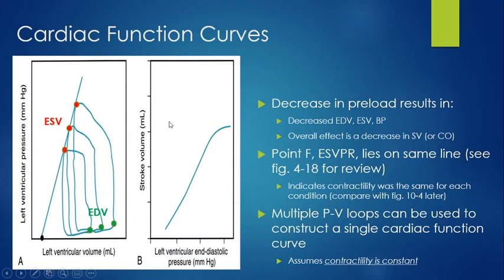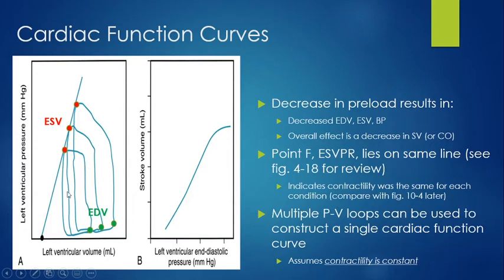Overall, summarizing this here, with a decrease in preload, we see a drop in end diastolic volume, we see a drop in stroke volume, as indicated by this graph to the right here too, and then we see a drop in end systolic volume. And we know that a decrease in stroke volume due to a decrease in preload then decreases our cardiac output, and that's going to decrease our blood pressure, our mean arterial pressure as well.